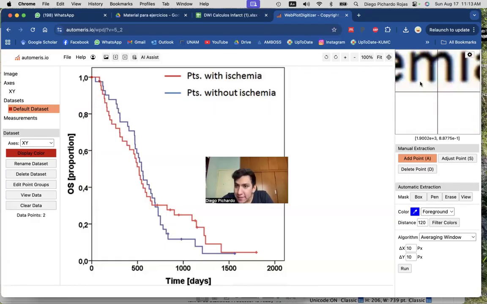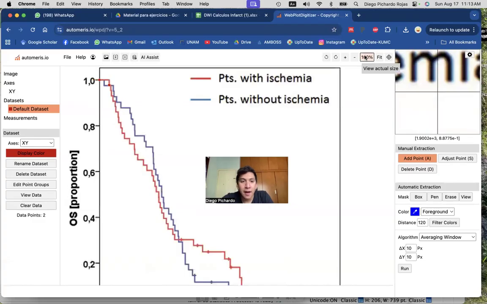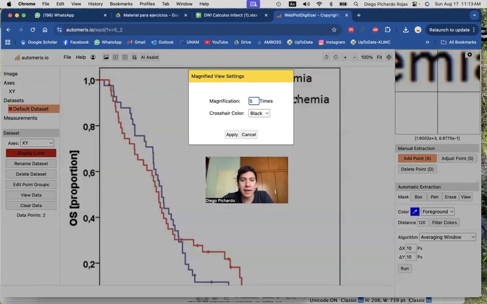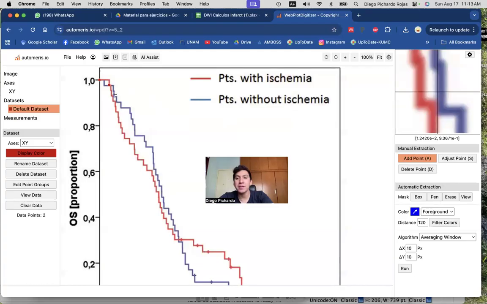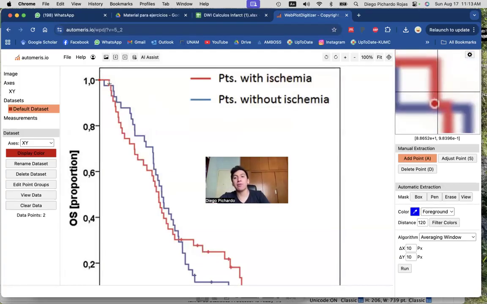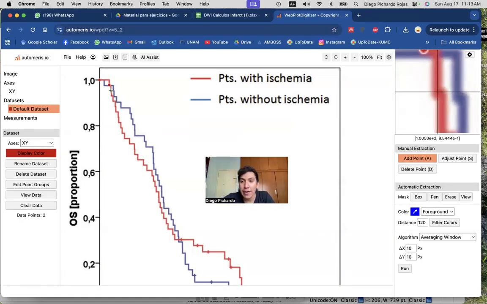Always take advantage of this zoom in. We can edit how many times we want to zoom. So it's really, really cool, all right? So now, the next point is gonna be over here, then over here, then over here. So that's it. This is the magic.